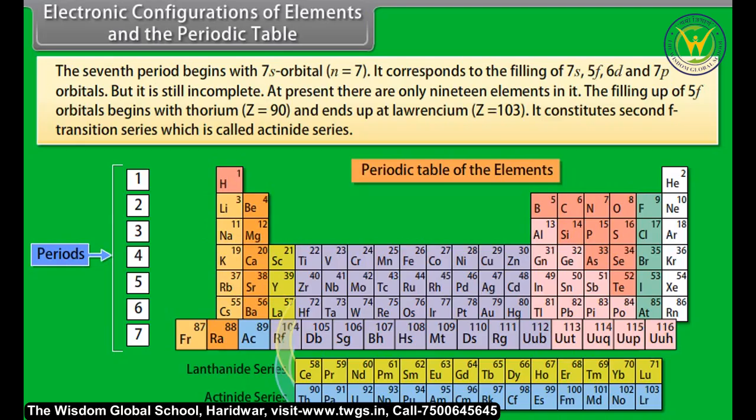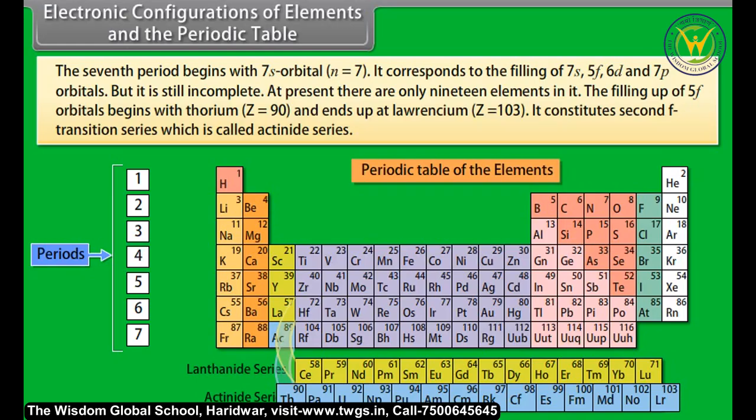The seventh period begins with the 7s orbital, that is, n equals 7. It corresponds to the filling of 7s, 5f, 6d and 7p orbitals, but it is still incomplete. At present, there are only 19 elements in it. The filling up of 5f orbitals begins with thorium, atomic number equals 90, and ends at lawrencium, atomic number equals 103. It constitutes the second f transition series, which is called the actinide series.